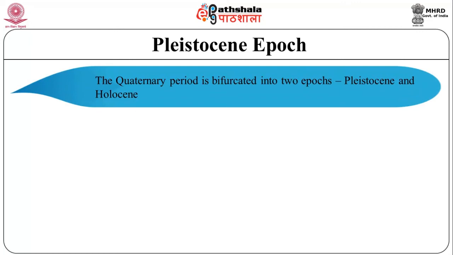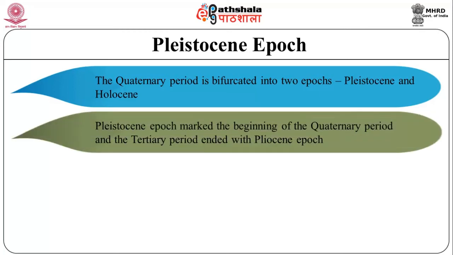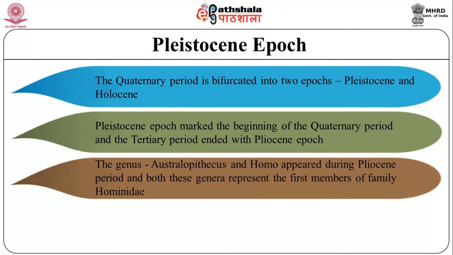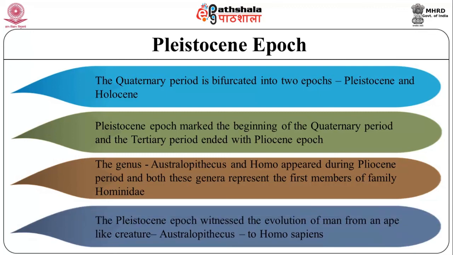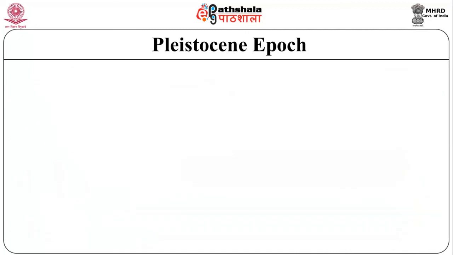The Quaternary period is bifurcated into two epochs, that is Pleistocene and Holocene. That is the reason the Pleistocene epoch marked the beginning of the Quaternary period, and the Tertiary period ended with the Pliocene epoch. The genera Australopithecus and Homo appeared during the Pliocene period, and both these genera represent the first members of family Hominidae. The Pleistocene epoch witnessed the evolution of man from an ape-like creature, that is Australopithecus, to Homo sapiens.